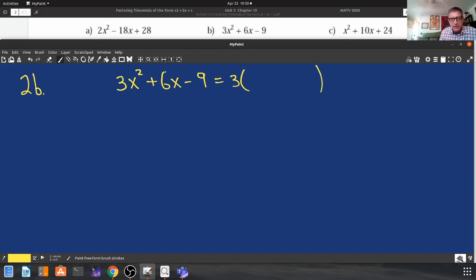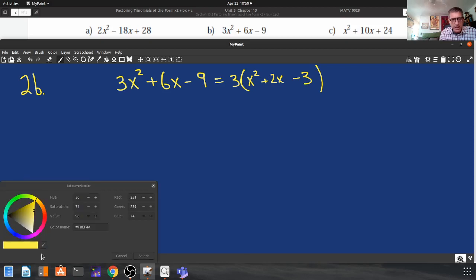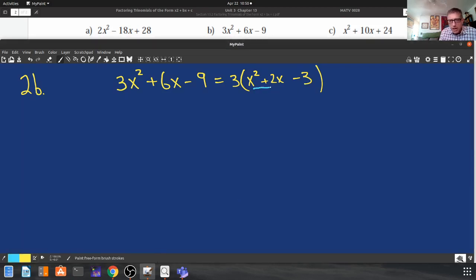So 3x squared divided by 3 is x squared. 6x divided by 3 is plus 2x. And minus 9 divided by 3 is minus 3. So now I have, in parentheses, a monic polynomial. So let's see if we can factor it.